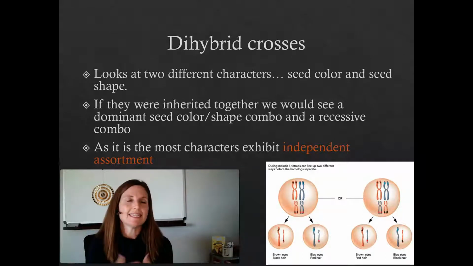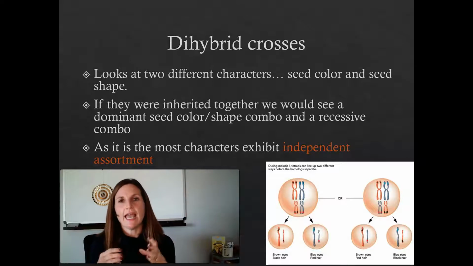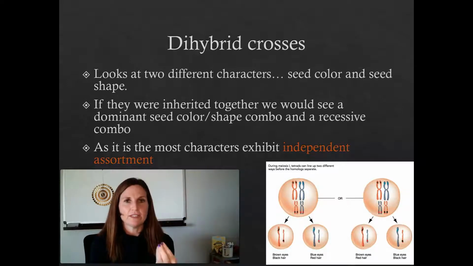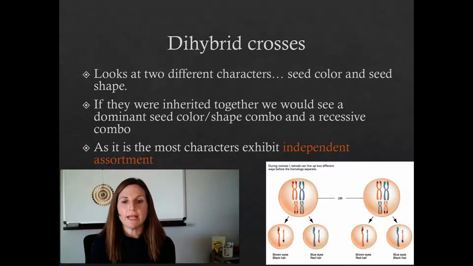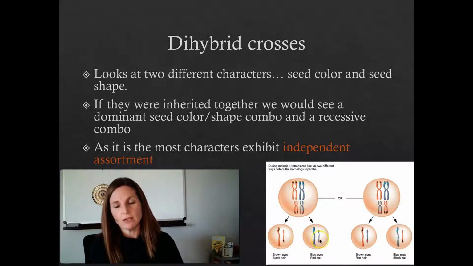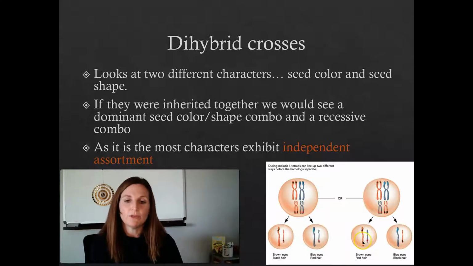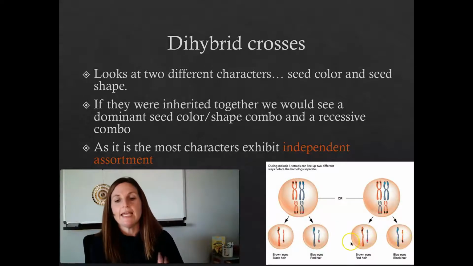If they're inherited together, we would see a consistent connection: if it's yellow, then it's round, if it's green, then it's wrinkled. But we're not talking about characteristics that are linked like that. We're talking about independently assorting characteristics, which means that it makes no difference whether this top set of chromosomes goes red to the left and blue to the right, or if it goes blue to the left and red to the right. It doesn't matter.